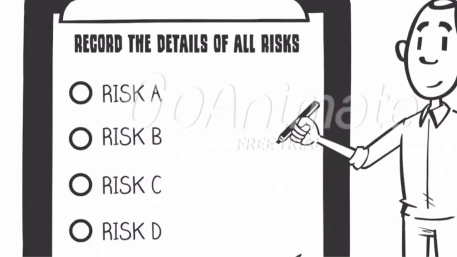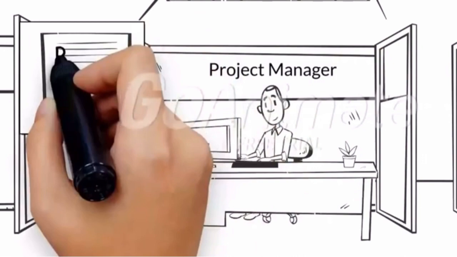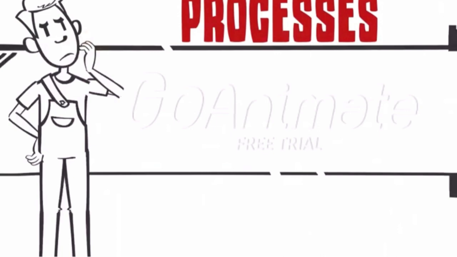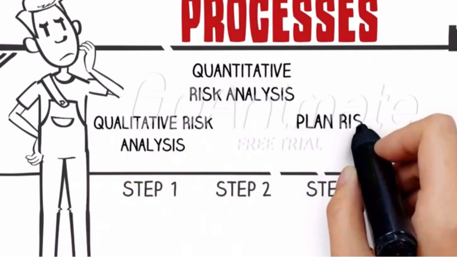The purpose of a risk register is to record the details of all risks that have been identified along with their analysis and plans for how those risks will be treated. It is the responsibility of the project manager to ensure that the risk register is updated whenever necessary. The task of updating the risk register is usually delegated to the project control function. The list of risks that are identified and recorded in the risk register drives the following risk management processes, which are: perform qualitative risk analysis, perform quantitative risk analysis, plan risk response, and monitor and control risk.